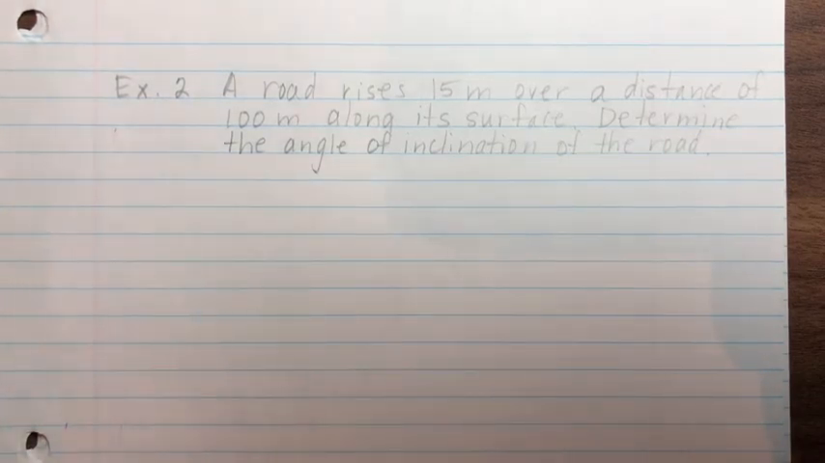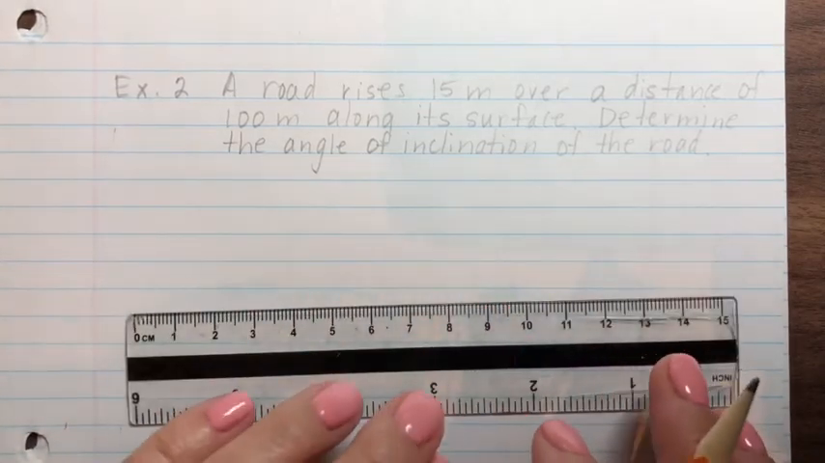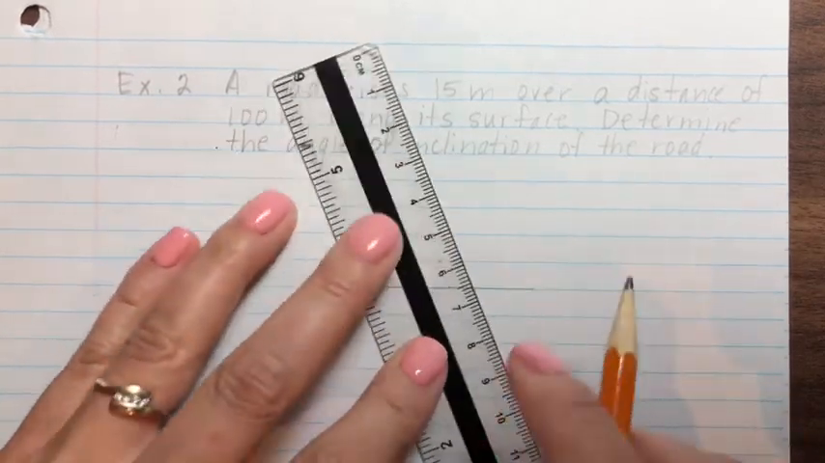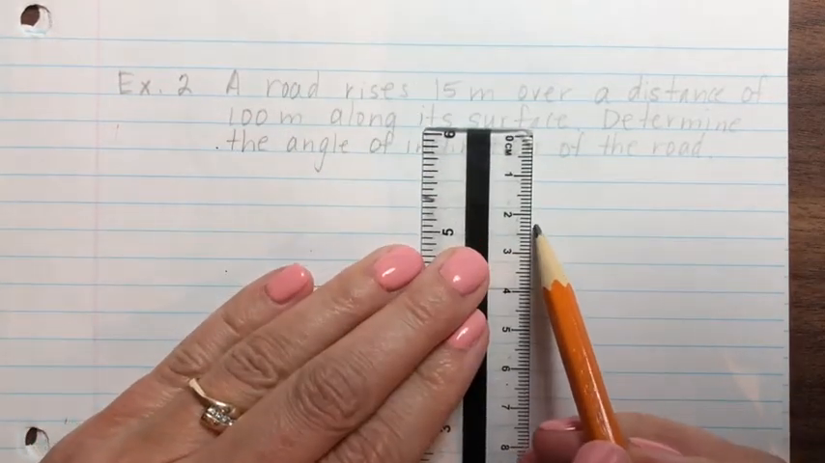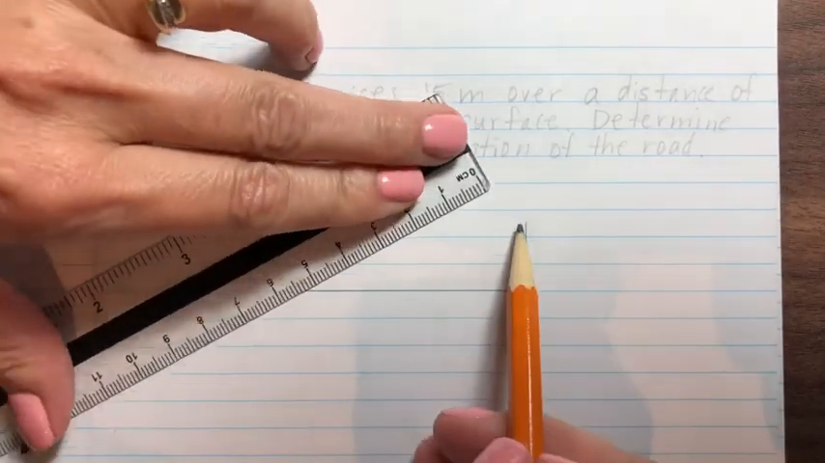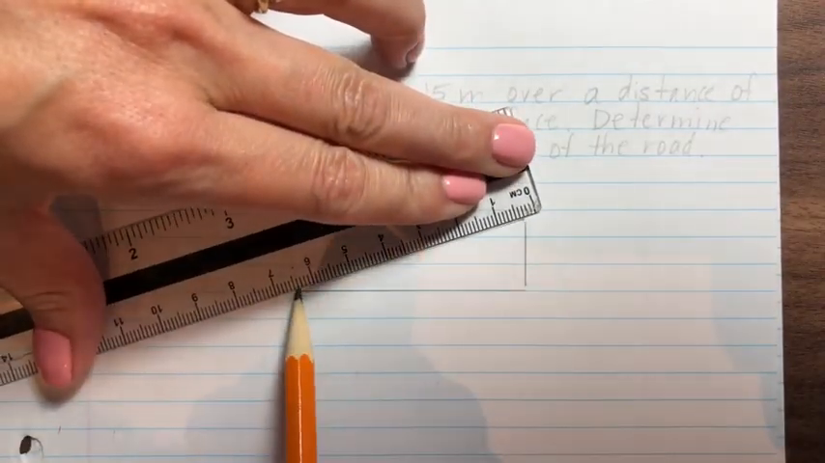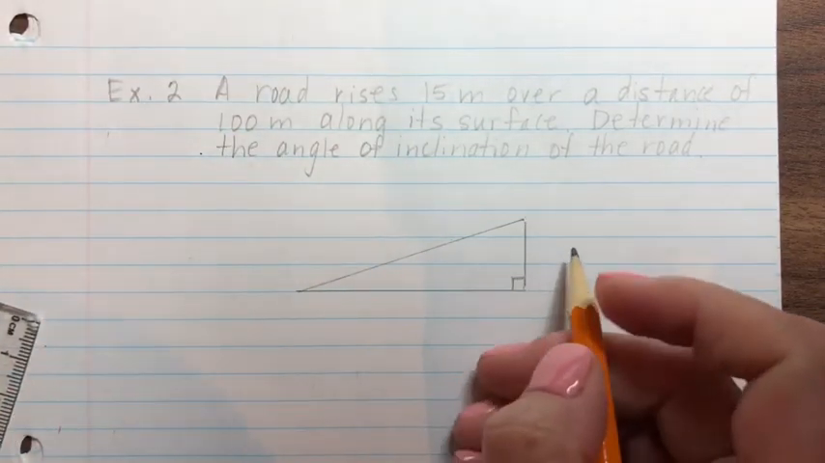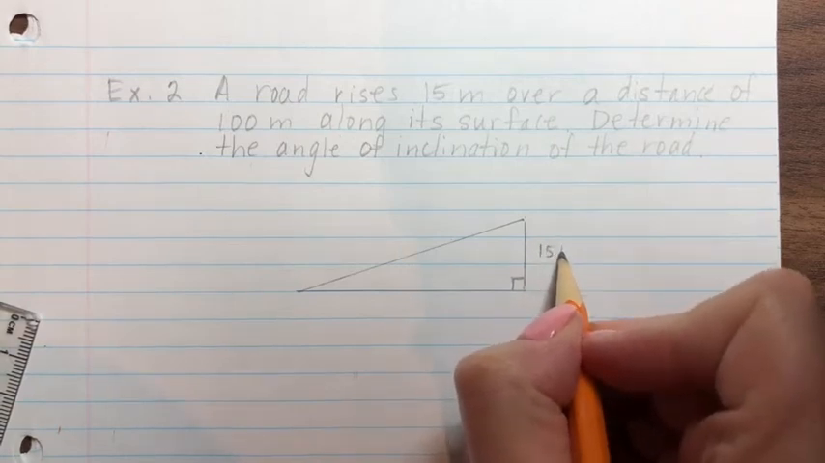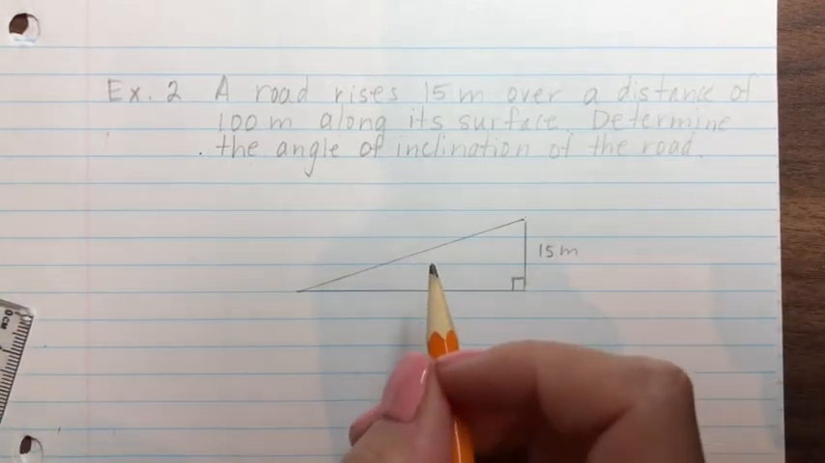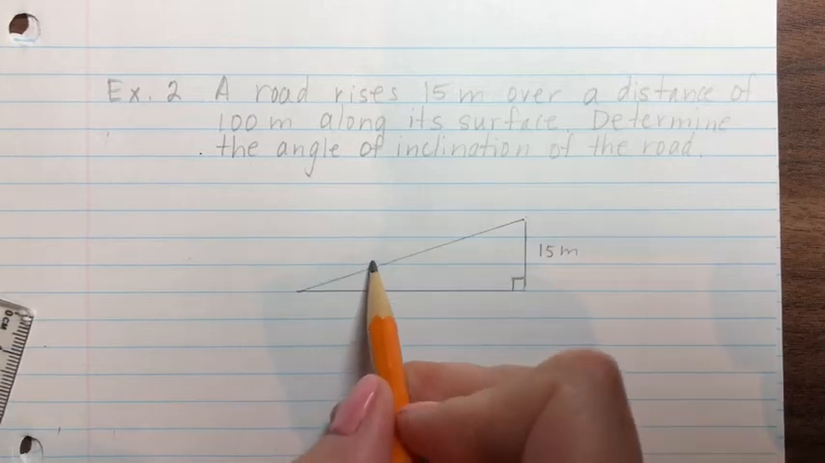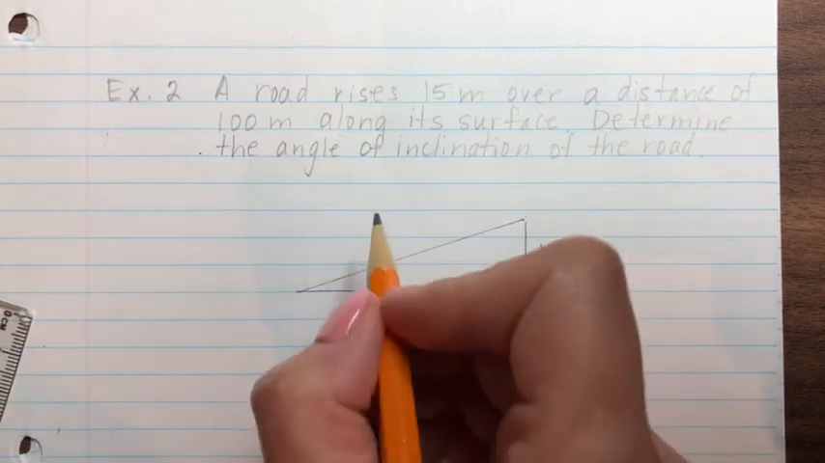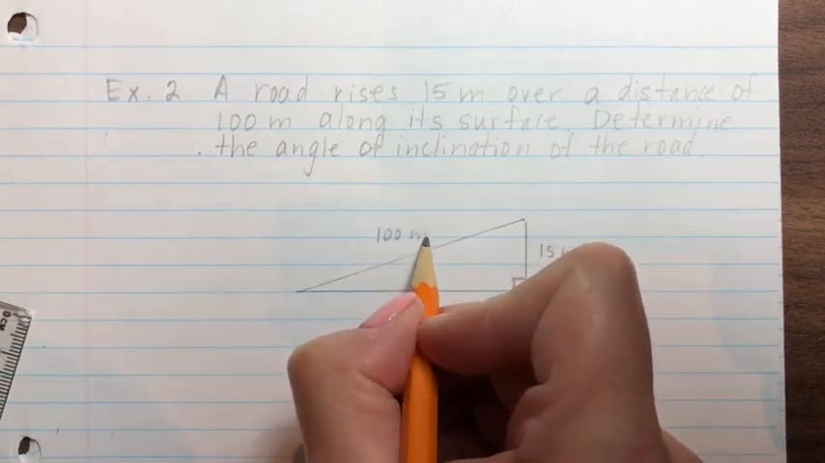Determine the angle of inclination of the road. So I can draw a picture of the road. It'll be in the shape of a triangle here, a right angle triangle. It's rising vertically a distance of 15 meters over a distance of 100 meters along its surface. So this is the surface of the road along which cars and other vehicles travel. So this would be 100 meters.